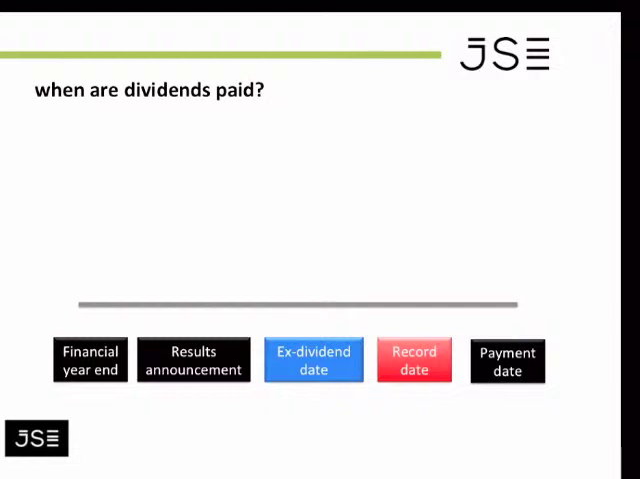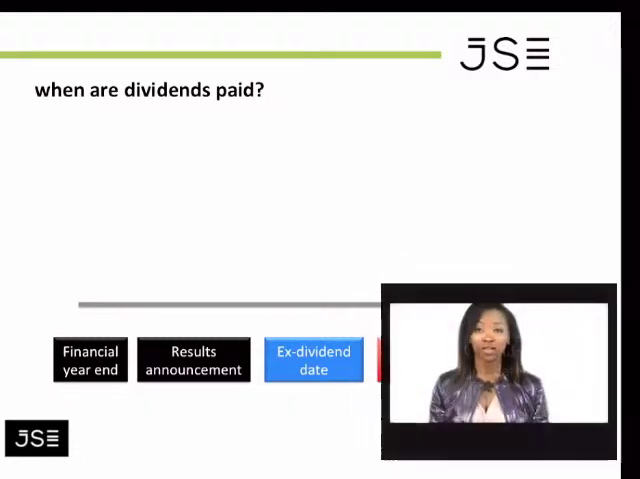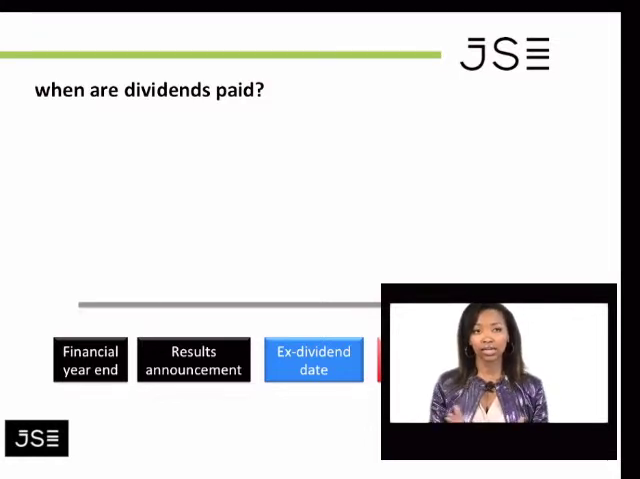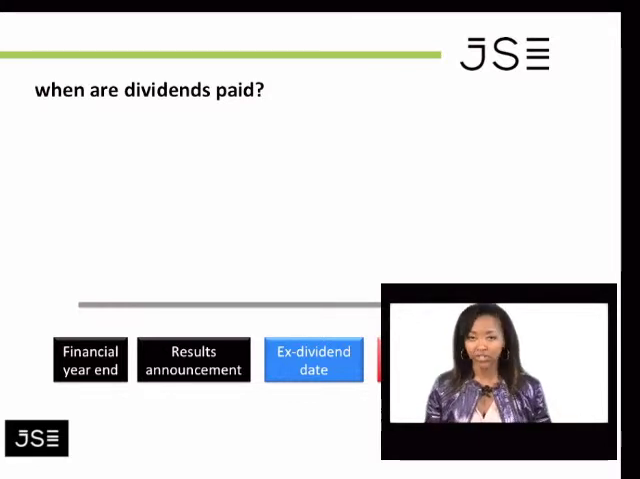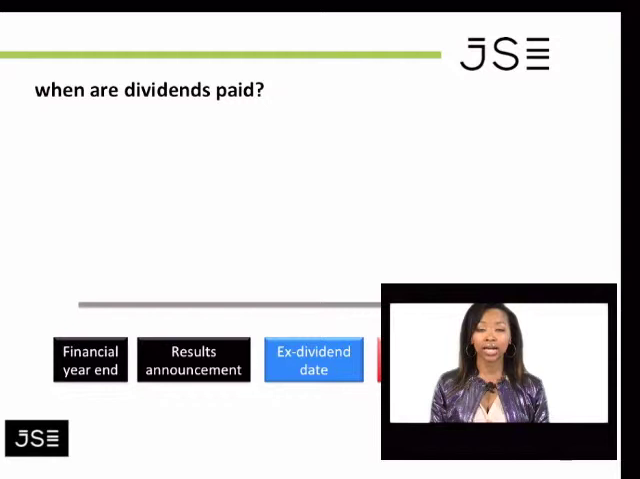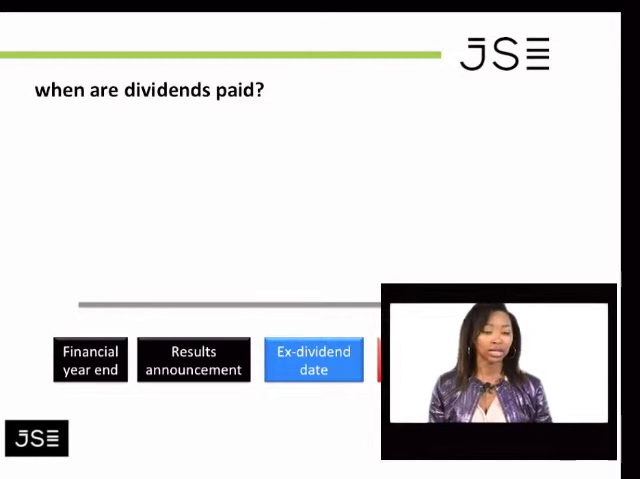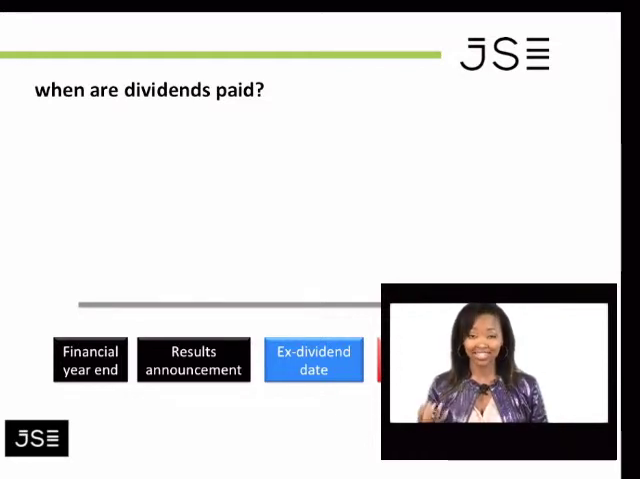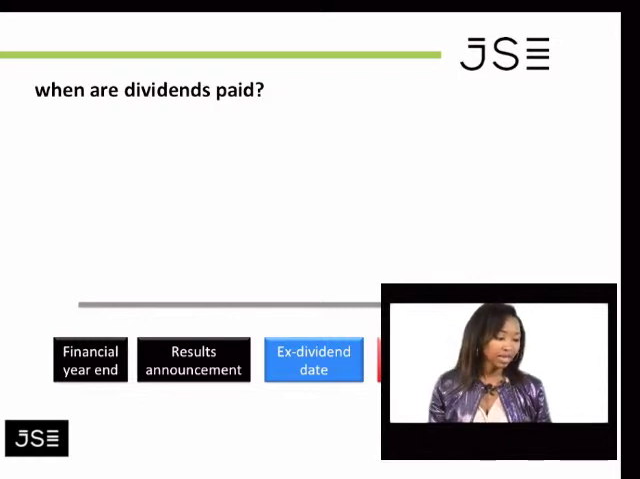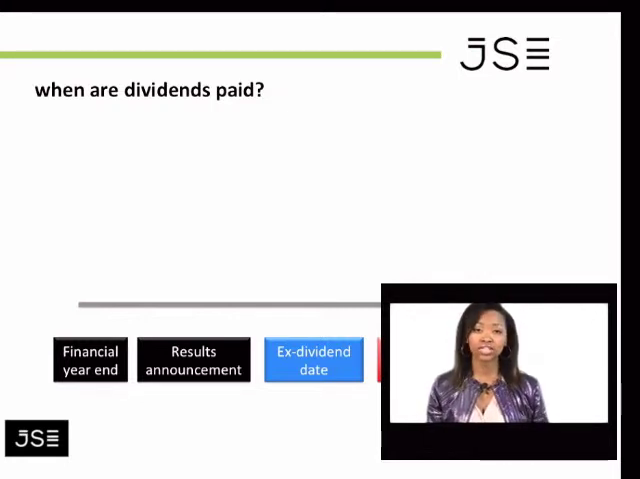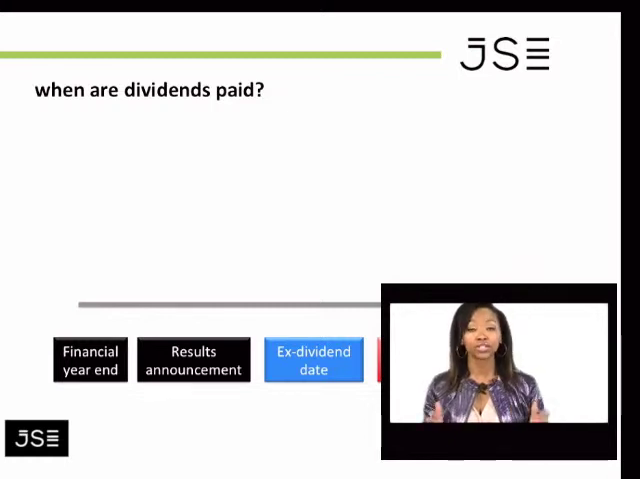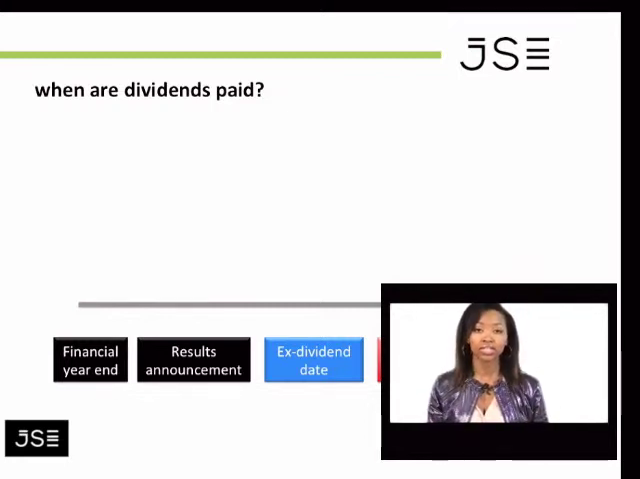A company works on a financial year. A financial year is not necessarily in line with a calendar year. A calendar year obviously starts from January to December, but a company could look at its financial year from, say, March to February of the following year. So a company would have a financial year end, which is not necessarily December, but the date that they choose as their financial year end. And they would have a results announcement. That's the date on which they announce their year-end results, basically how the company has performed during that particular financial year. And then you've got the ex-dividend date.